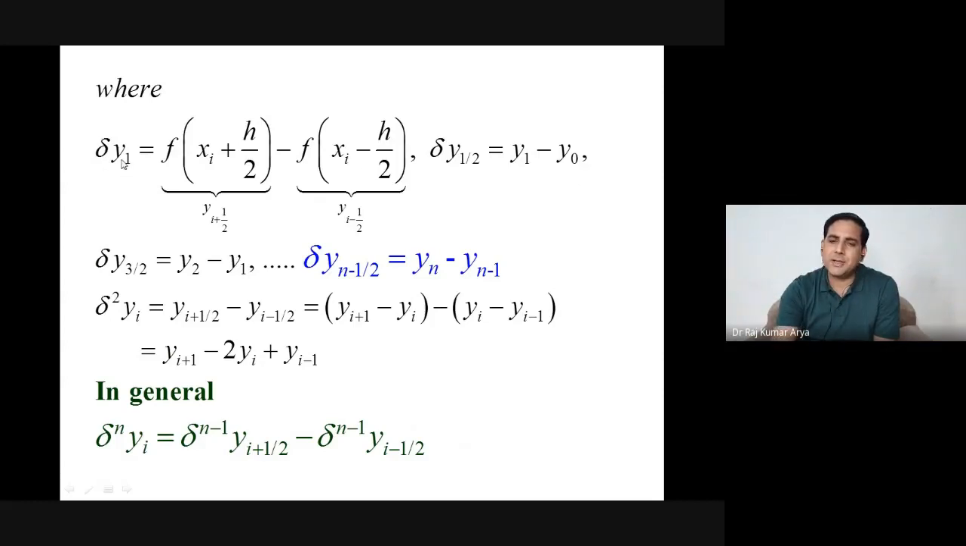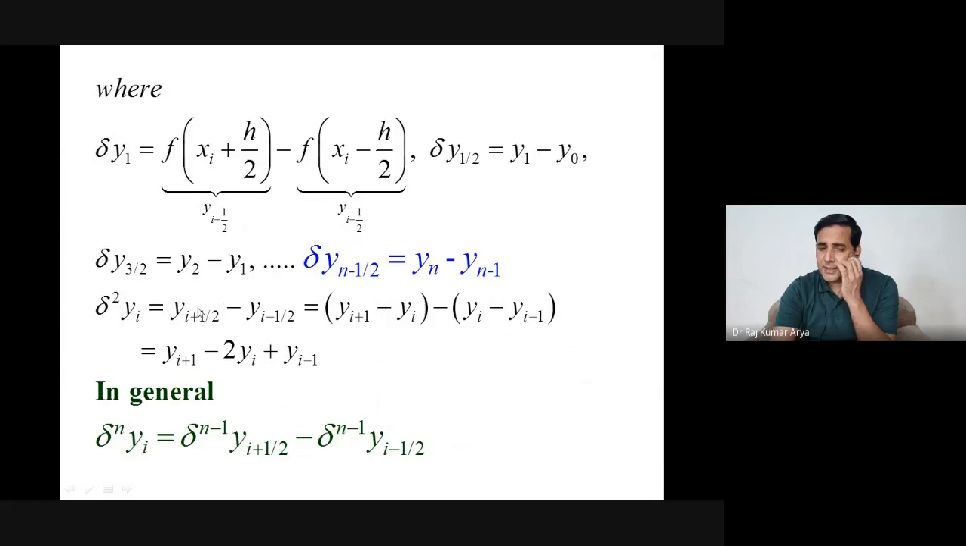So these are just nomenclature. This is known as del y1 by 2, the function value at i plus 1 by 2 minus i minus 1 by 2. After that you have one more term, del y1 by 2, being known as y1 minus y0. Then del y3 by 2 is known as y2 minus y1. So these are the first central differences, because here you don't have a power. For the second central difference you put del square here.